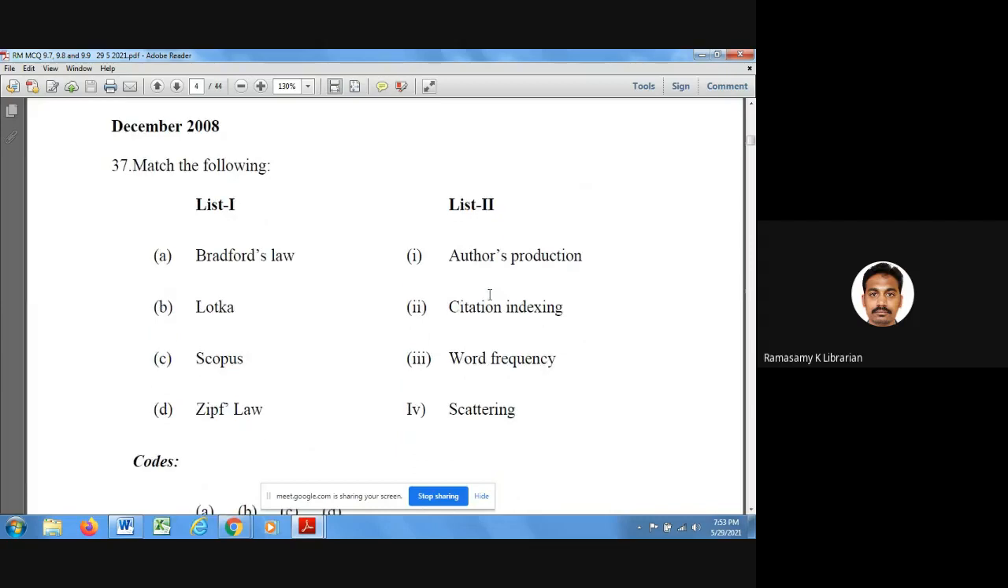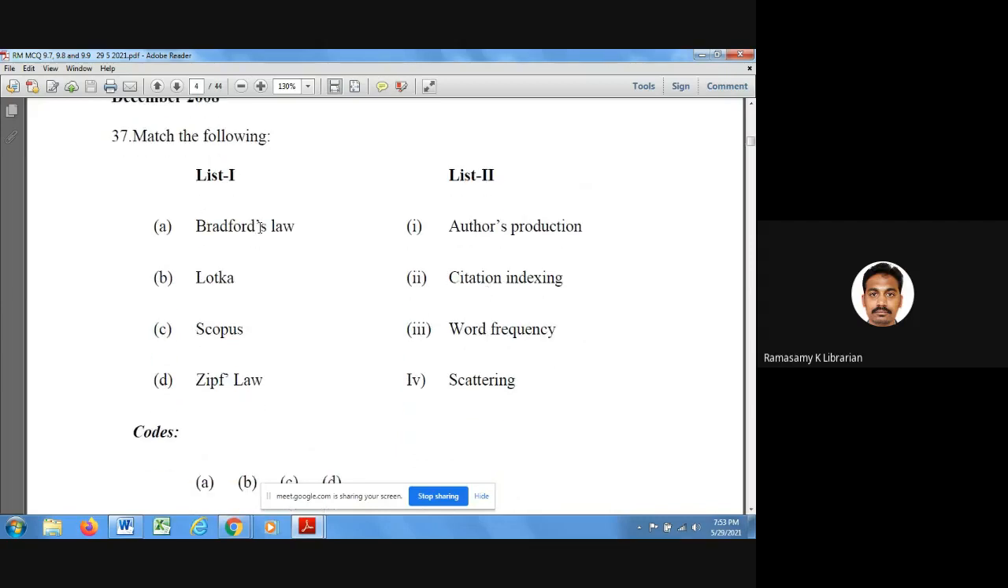Okay. December 2008, same question. So Bradford's law, scattering. Zipf's law, word frequency. Lotka's law, author productivity. And Scopus is the citation indexing. You know very well, Scopus is the citation database. Web of Science, citation database. Google Scholar, citation database. Fine. Okay.